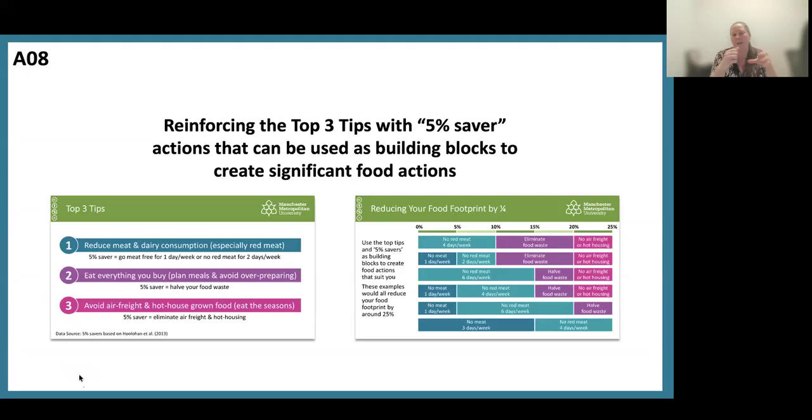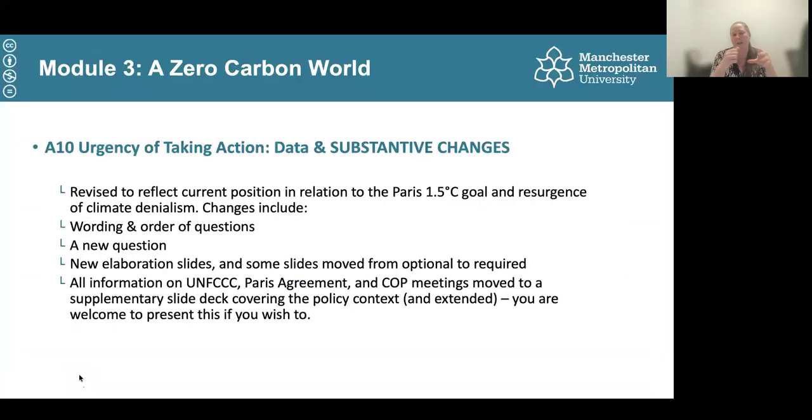Next slide, please. So module 3 is the one that has changed the most, and there's 2 activities here. One's that quiz on the urgency of taking action, and the other is the postcards for the future. So the urgency of taking action has changed significantly. So anyone who's using our toolkit, please do read the trainer guide and go through these slides in detail.